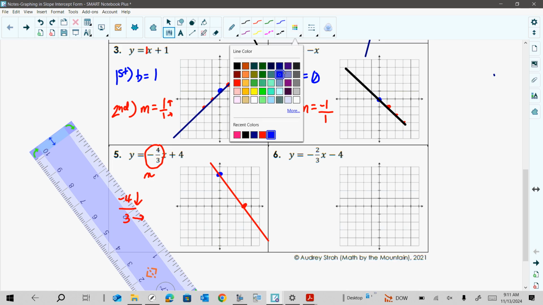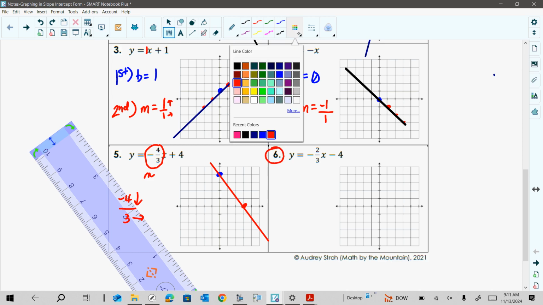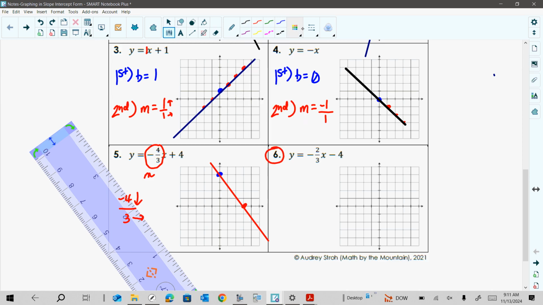Okay, reverse your order. So I wanted to keep this. I'm going to circle this one because let's talk about reversing order here. So on number 6, to graph this equation y equals negative 2/3 x minus 4, we start where? Okay, so 1, 2, 3, 4 on the y-axis. Put your point at negative 4. All right, and what's the slope here? Because how are we going to move from this point?